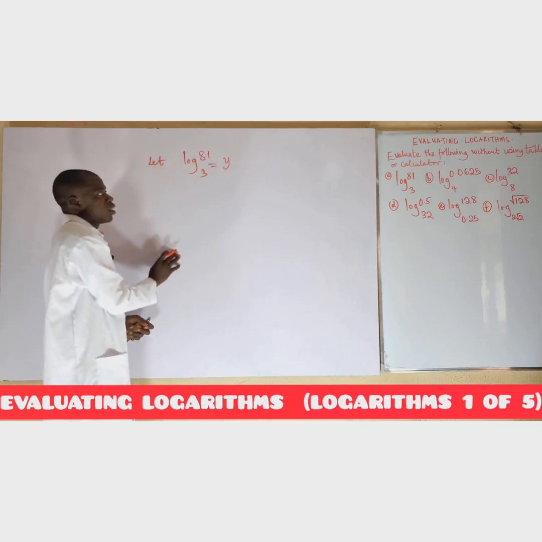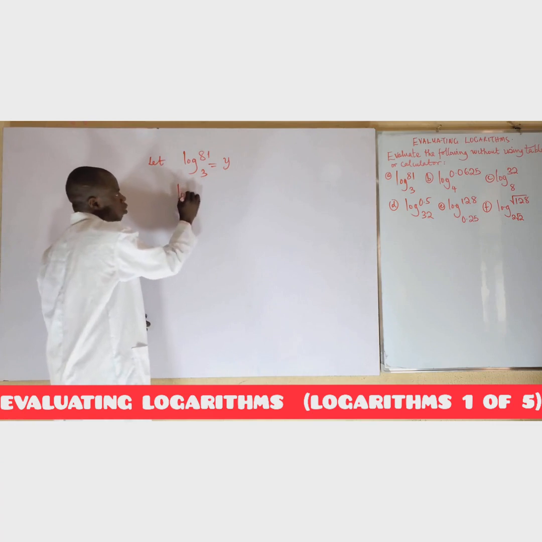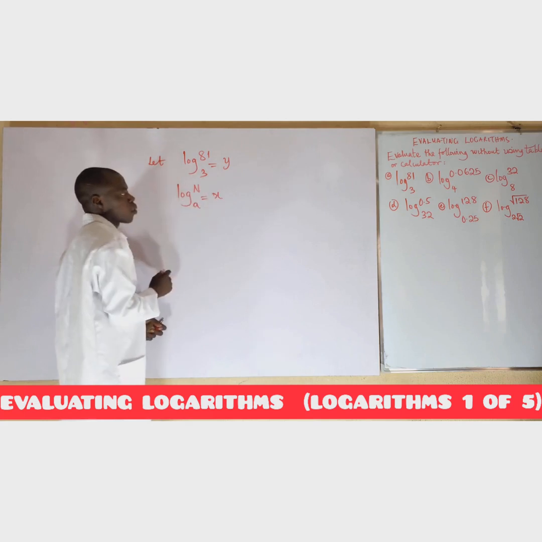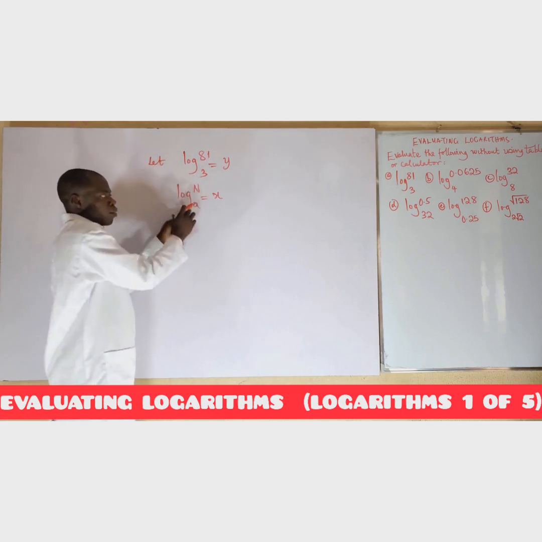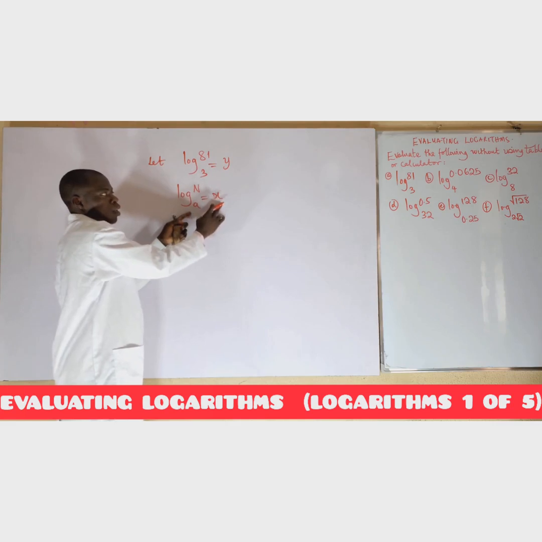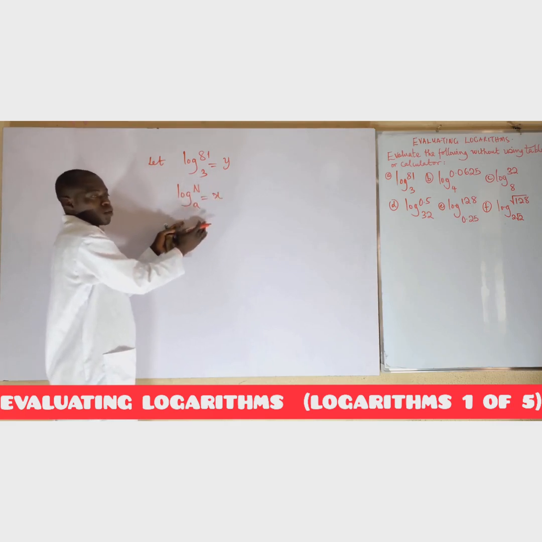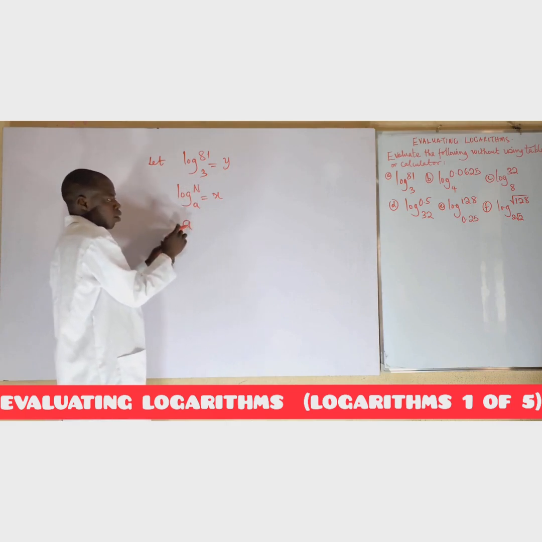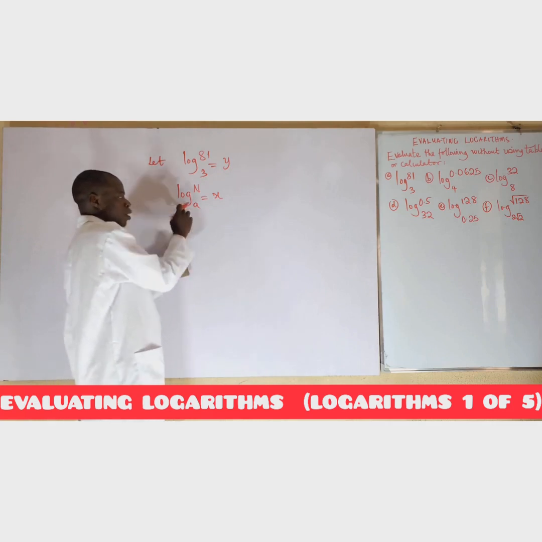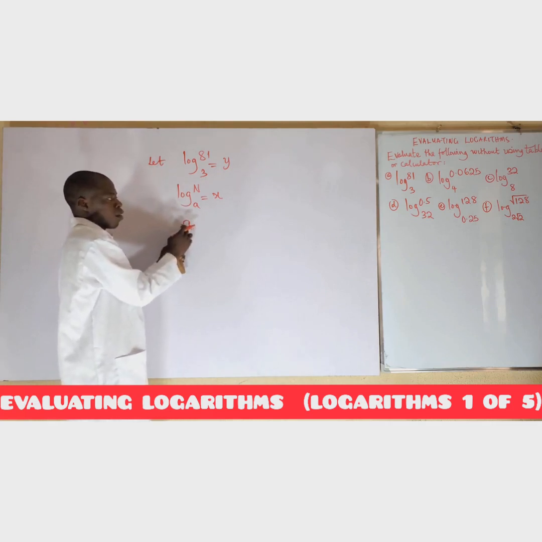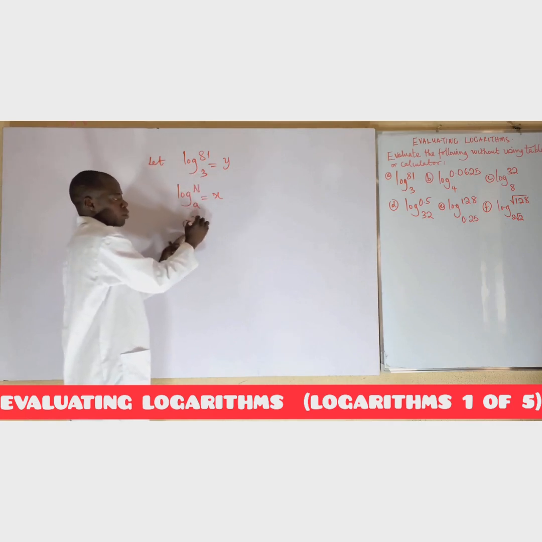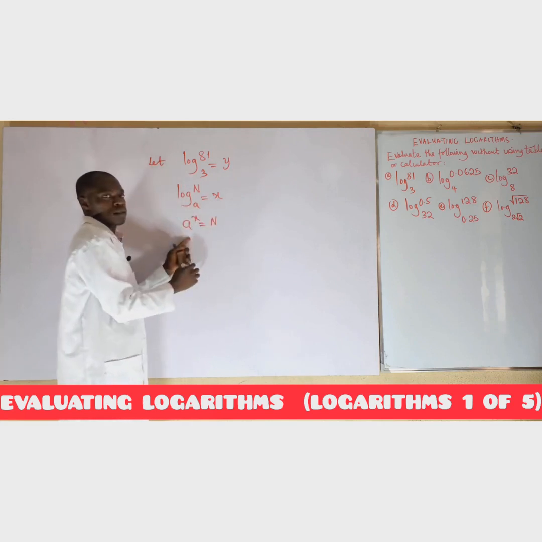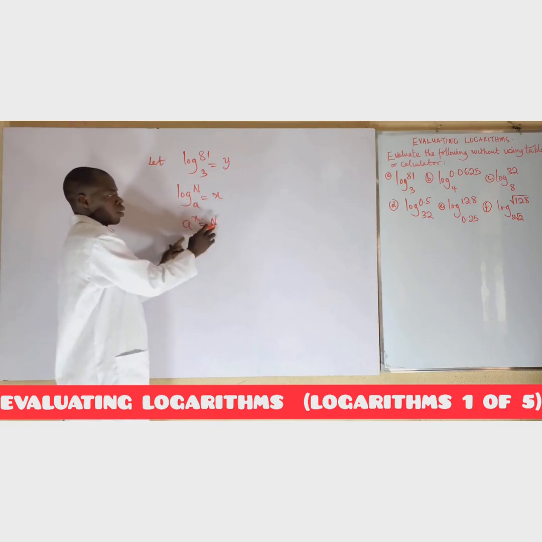What do I mean by that? If you are given log of number n to base a equals x, this is your base. This is log n base a equals x. If you want to express this in index form, this is still your base, so you write your base a. That means what number will be raised to the power of a to get n, and that is our x. That means a raised to the power of x equals n.